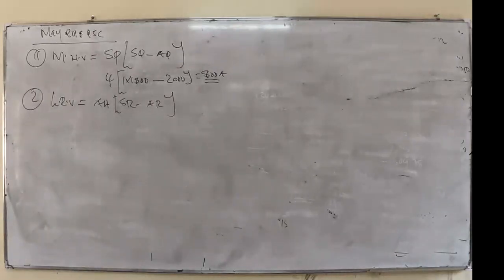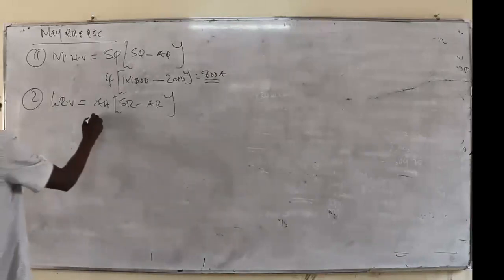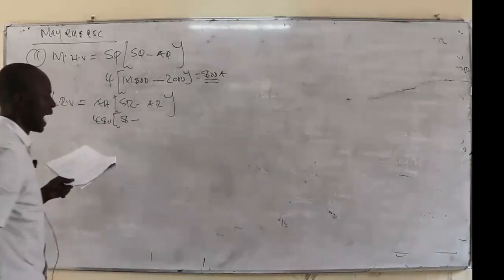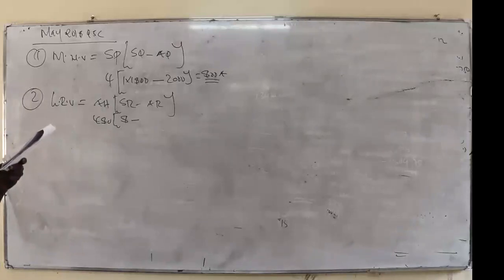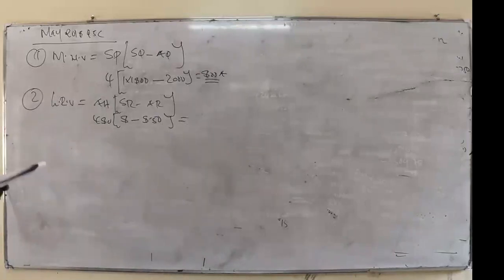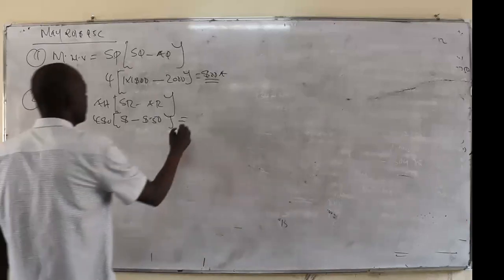The actual hours were 480 hours. That one is given. Actual wages, 480 hours. So this one will be 480. Standard rate for labor is 8 shillings per hour. Actual rate is how much? 8.5 per hour. So how much do you get? So 240 adverse.